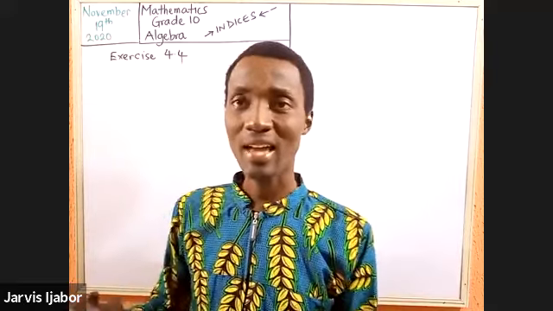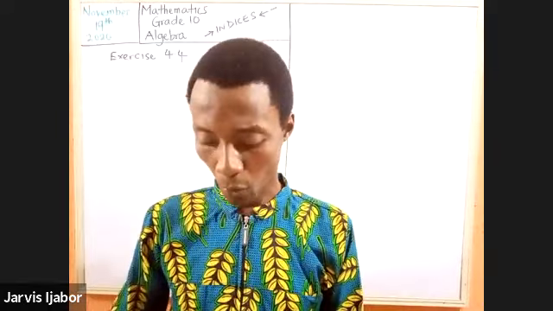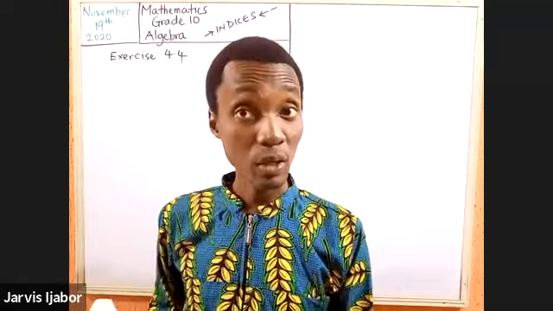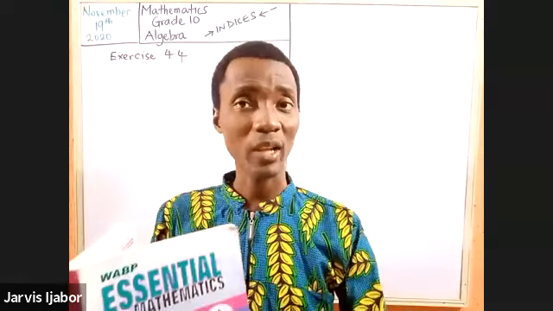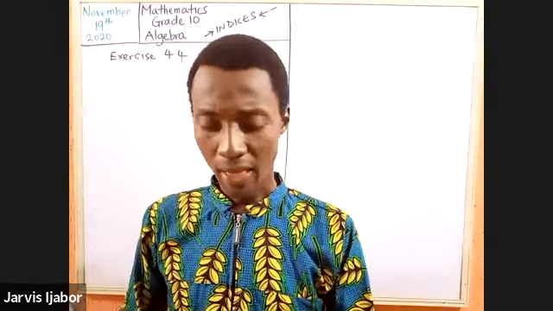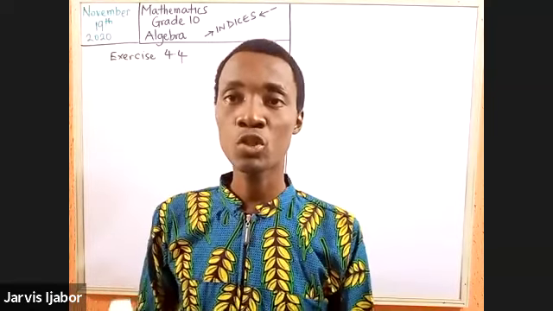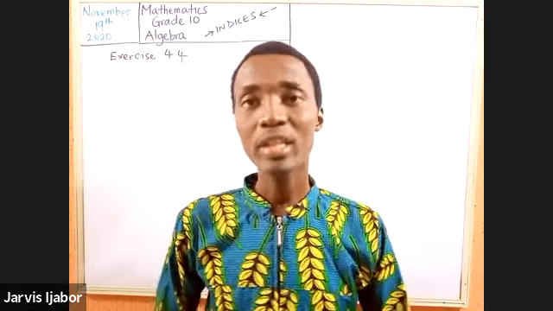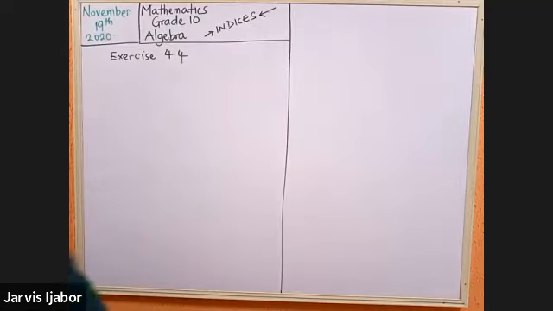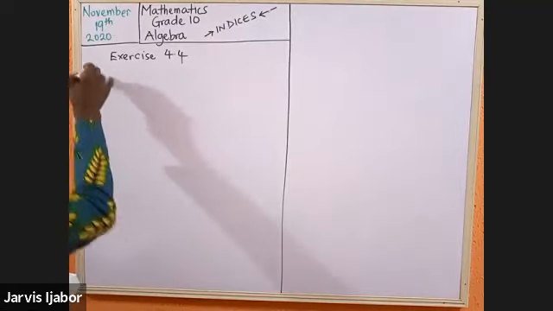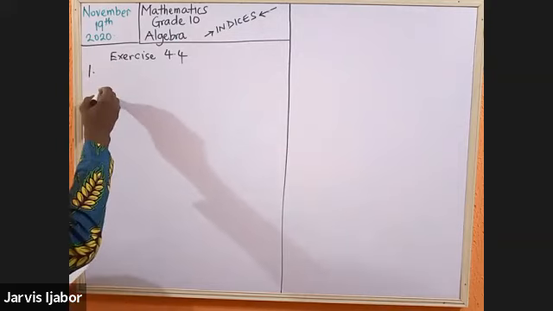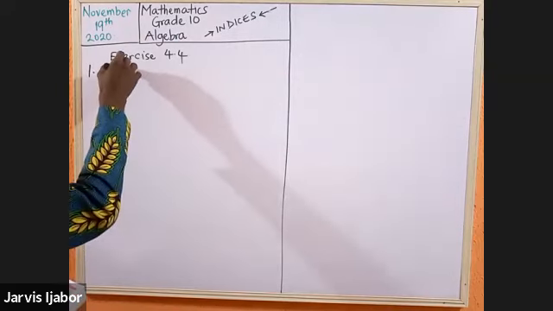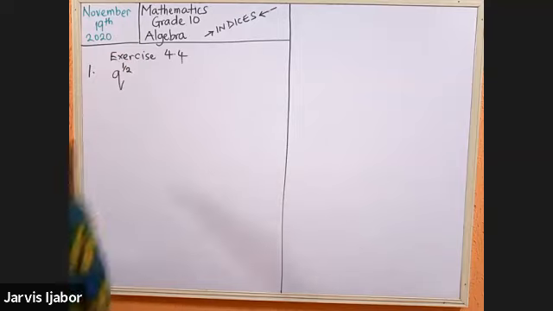We'll be looking at exercise 4.4 of that textbook, which is a reference textbook for our online program going forward. It's found on page 52 of the textbook. So let's start by looking at these questions. We'll go straight away. Question 1 says q to the power of 1 over 2.